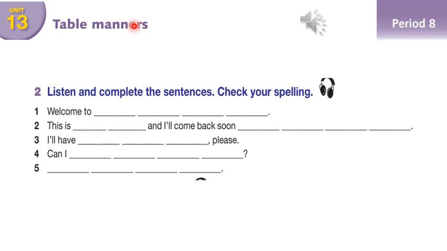1. Welcome to the Al-Quds restaurant. 2. This is the menu, and I'll come back soon to take your order. 3. I'll have chicken and salad, please. 4. Can I get you any drinks? 5. This food is delicious.